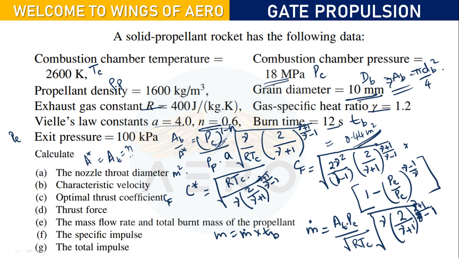Okay, this is the formula. CF equals root of 2 gamma squared by gamma minus 1, into 2 by gamma plus 1 to the power gamma plus 1 by gamma minus 1, and it is whole root, into open the bracket, 1 minus PE, that is exit pressure, by chamber pressure, to the power gamma minus 1 by gamma.